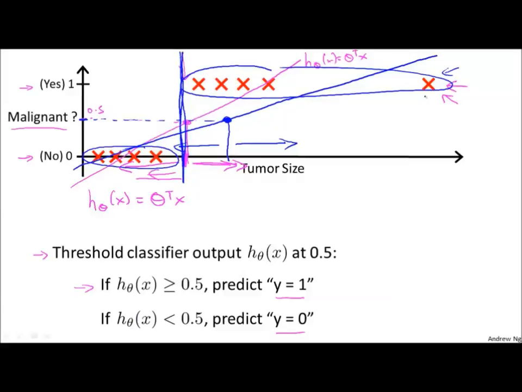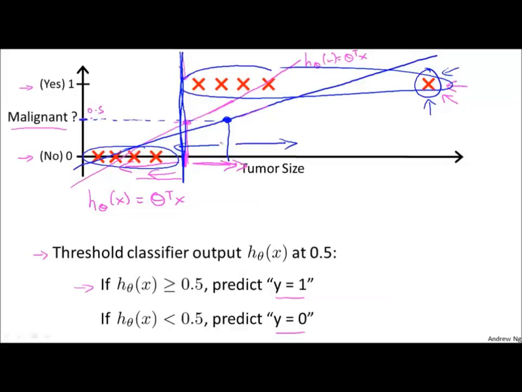But somehow, by adding one example way out here to the right, this example really isn't giving us any new information. I mean, it should be no surprise to the learning algorithm that the example way out here turns out to be malignant. But somehow adding that example out there caused linear regression to change its straight line fit to the data from this magenta line out here to this blue line over here, and caused it to give us a worse hypothesis. So applying linear regression to a classification problem usually isn't, or often isn't, a great idea.